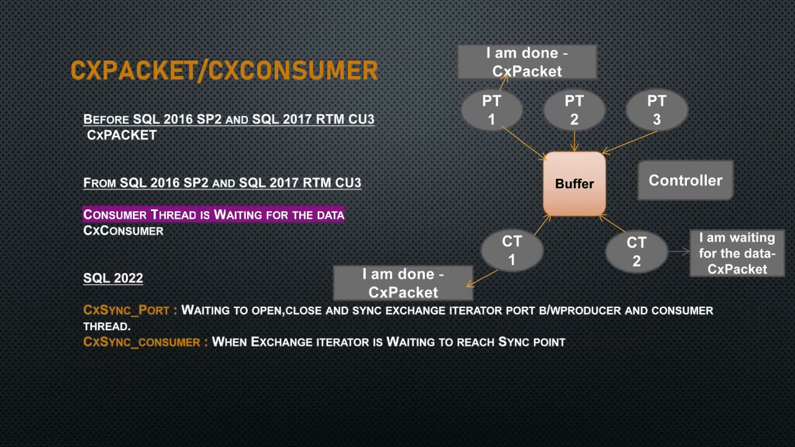But this was the behavior until SQL Server 2016 SP1 and SQL Server 2017 RTM CU2. From 2016 SP2 and 2017 RTM CU3, the behavior has changed a bit. From these versions, you will see CXCONSUMER wait if the consumer thread is waiting for the data to be available. And this is supposed to be a harmless wait, because in that case the consumer thread cannot do anything, and it is waiting for the producer thread to bring the data into the buffer so that it can process it further.